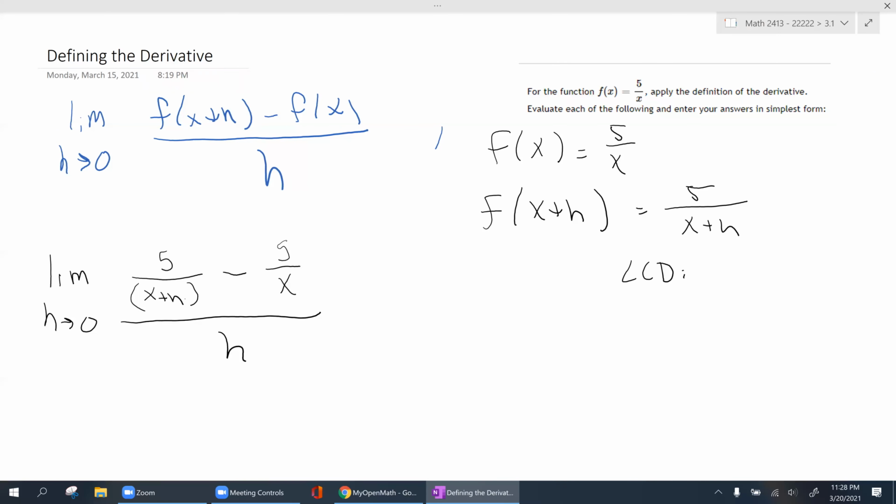So in other words, one of the ones I have is x plus h, and you're going to treat that as 1 unit. I'm going to move on to the next denominator, which is x.